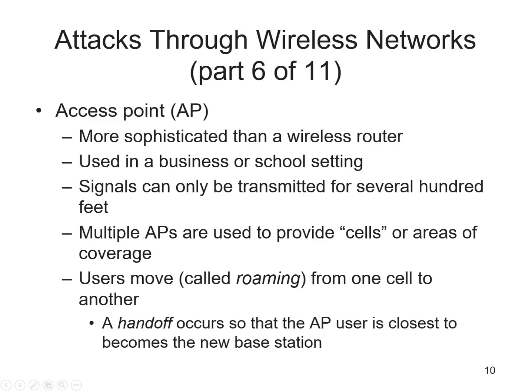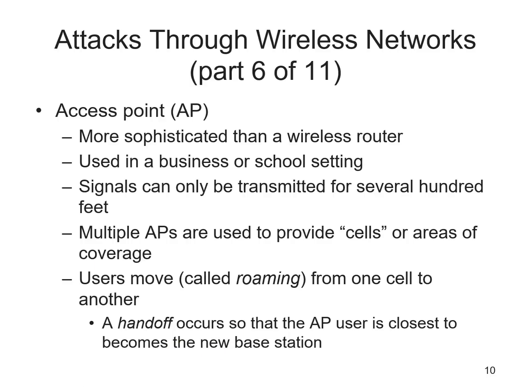Now, what is an access point? It is more sophisticated than a wireless router. Used in a business or school setting, signals can only be transmitted for several hundred feet. Multiple access points are used to provide cells or areas of coverage. Users move, called roaming, from one cell to another. A handoff occurs so that the access point the user is closest to becomes the new base station.